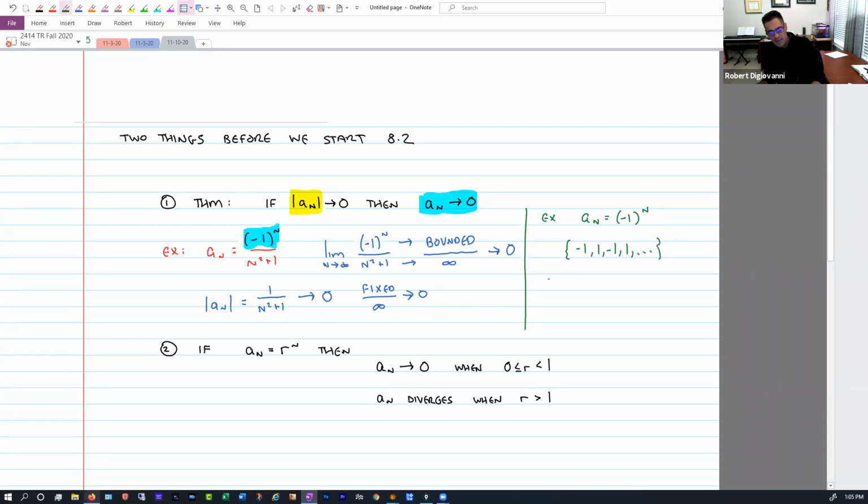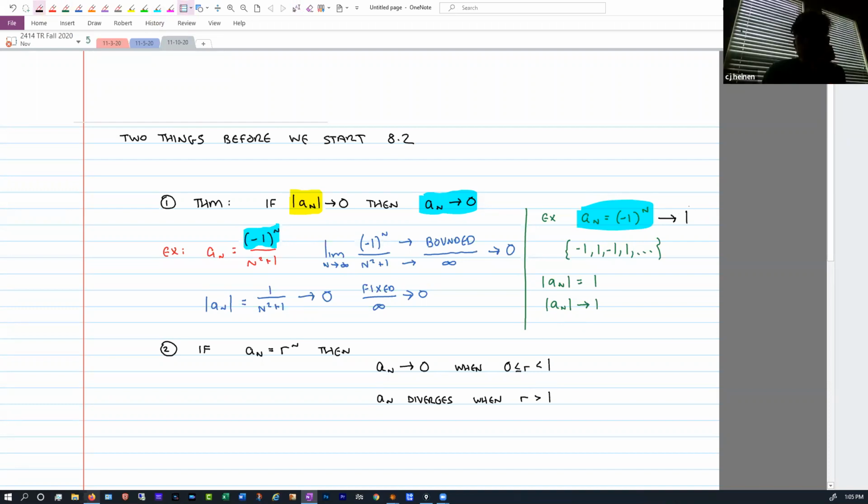Now, if we take the absolute value of that sequence, won't that always just be 1? Yeah, positive. Because we're always going to be taking the absolute value of the number. And if it's -1, it'll be 1. If it's 1, it'll stay 1. So we could say that the absolute value of this thing heads to 1, right? Because it's always 1. But does that mean that that original sequence goes to 1 also? No, it doesn't.